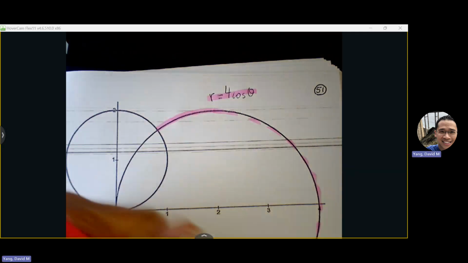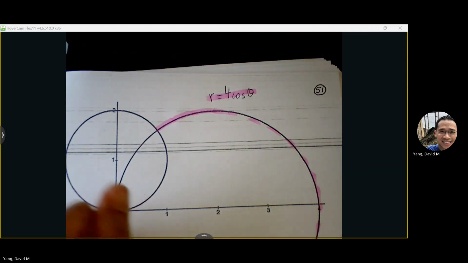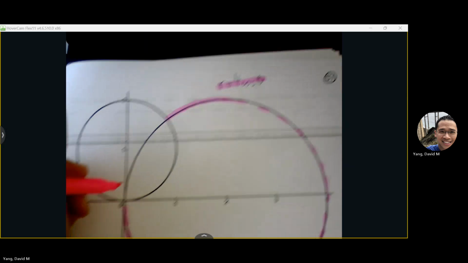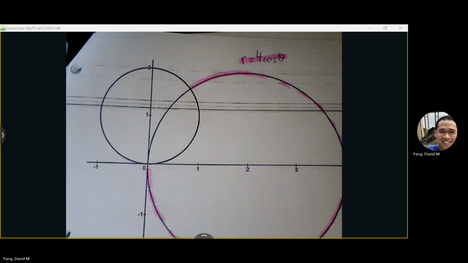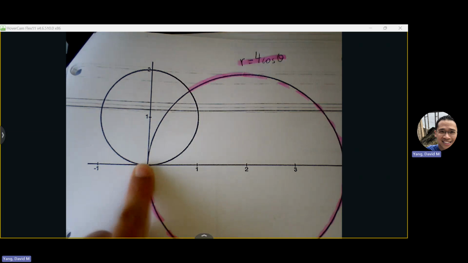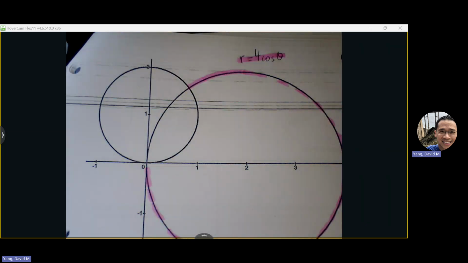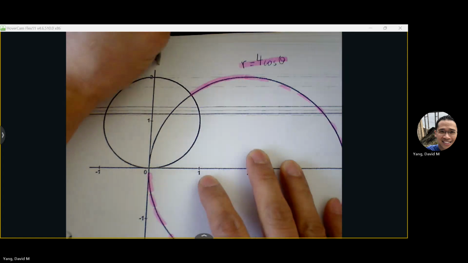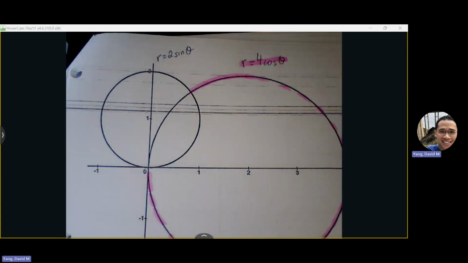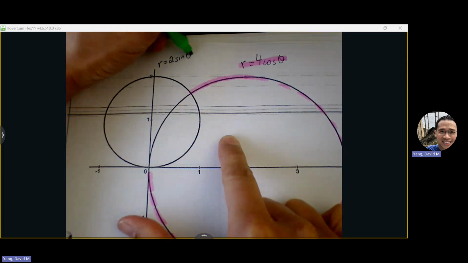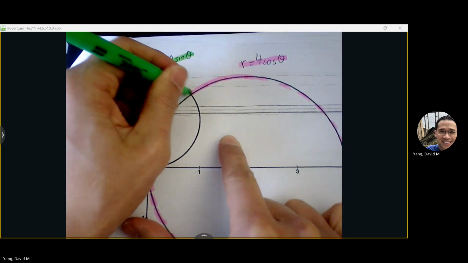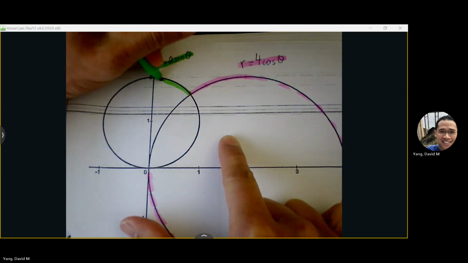I'll fill out the rest later. Next up, r equals 2 sine theta. That's the one that is symmetrical about the y-axis here. I'm going to use green to highlight this one here.